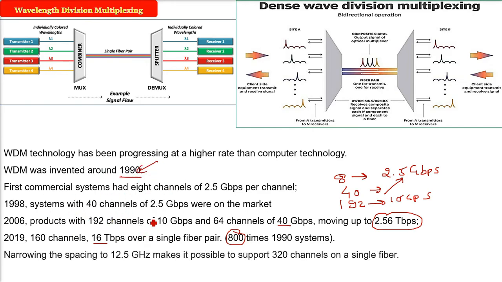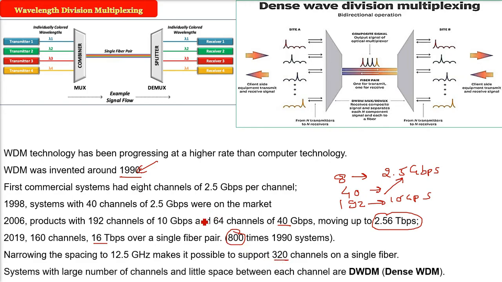What we are trying to suggest here is that narrowing the spacing to 12.5 gigahertz makes it possible to support even 320 channels on a single fiber. Systems with this large number of channels and little spacing between each channel are DWDM, or dense WDM, dense wave division multiplexing. I hope you got the idea of dense WDM.